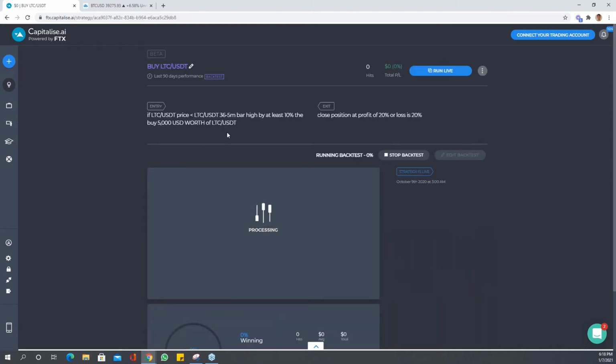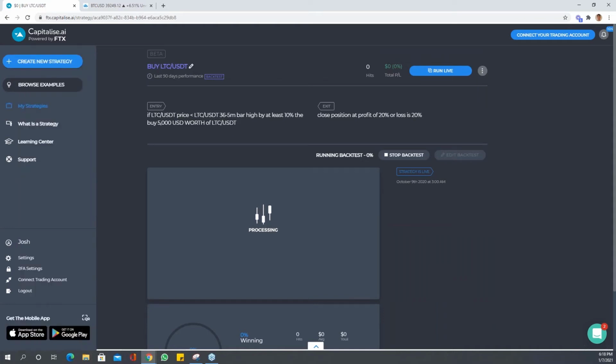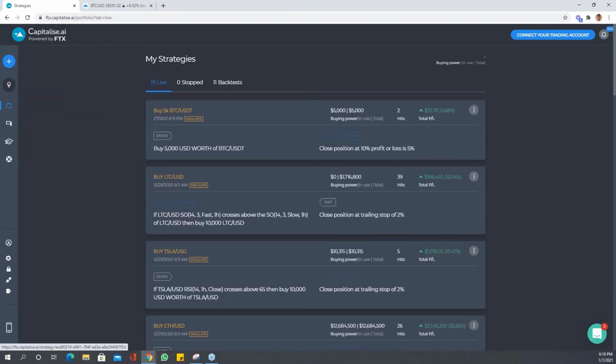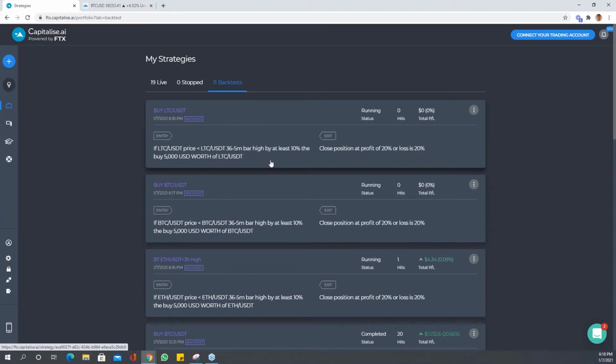So once these are running, let's go. Remember, you'll find them on the My Strategies page. Always go to the left-hand menu bar to navigate, and go to the backtest. I'm going to come back and show you my live strategies that I'm running. But we go to the backtest, and here are our strategies. So please be aware we are working on this latency issue.